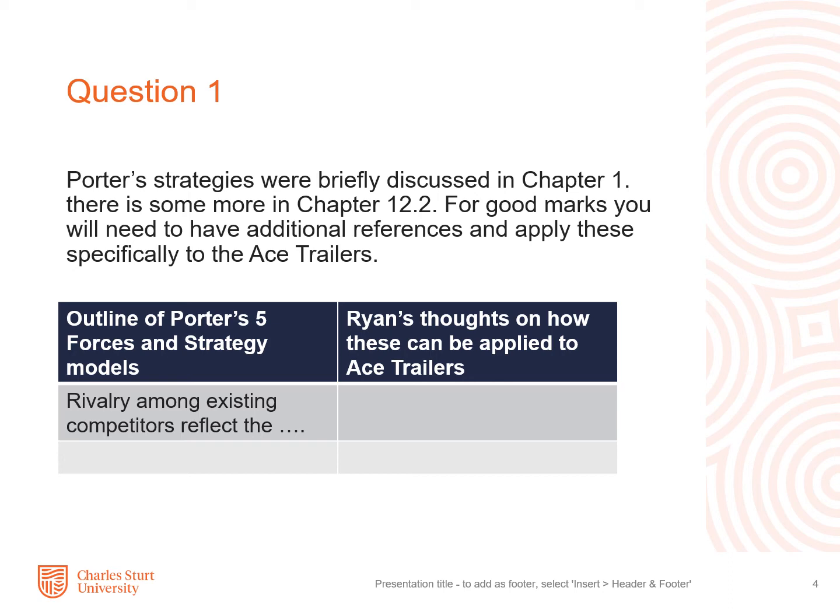And I've set out in this little table the best way to set this question out. It doesn't need to be a report, it doesn't need to be a long essay, it needs to be a table which sets out the 5 forces and explains them quite succinctly, and the Porter's strategy model, and explains each aspect of the strategy model quite succinctly, and then how you think Ryan might adopt those 5 forces and strategy to his particular business. So that's a good layout for this question.